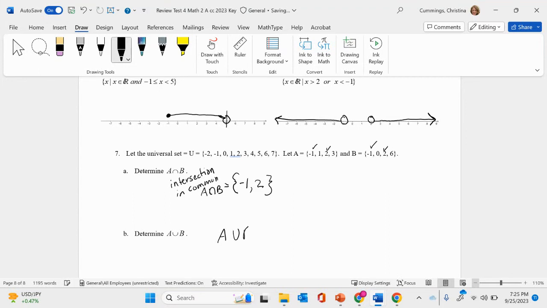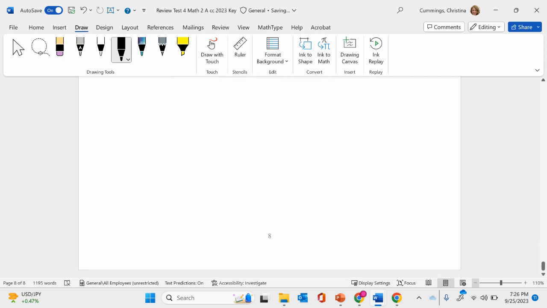A union B, now we are going to unite the elements in the two sets. So I'm going to write all of A, 1, and so on. Now I'm going to add B to it. I don't like to rewrite the numbers, but you decide what you want to do. So I'm not writing that -1 again. I will write the 0. I'm not writing the 2 again. There's the 6. Done. Okay. Oh, that was quick.